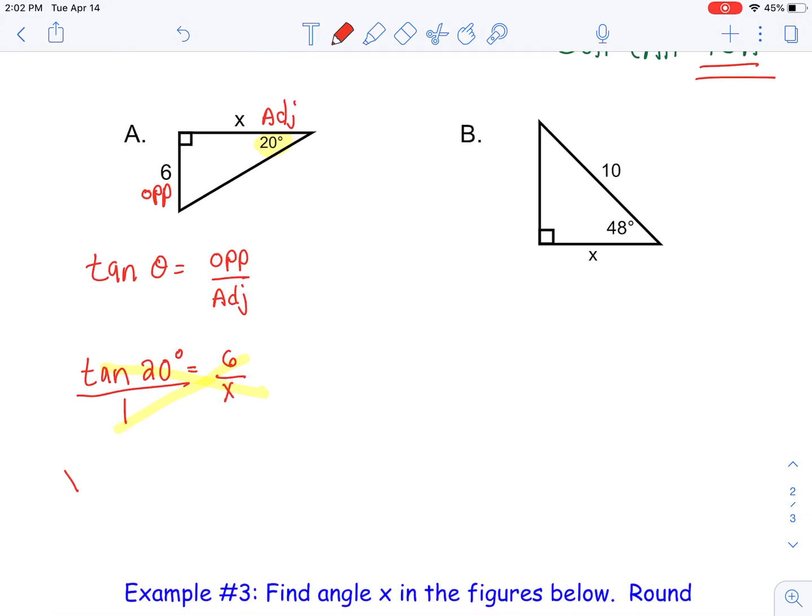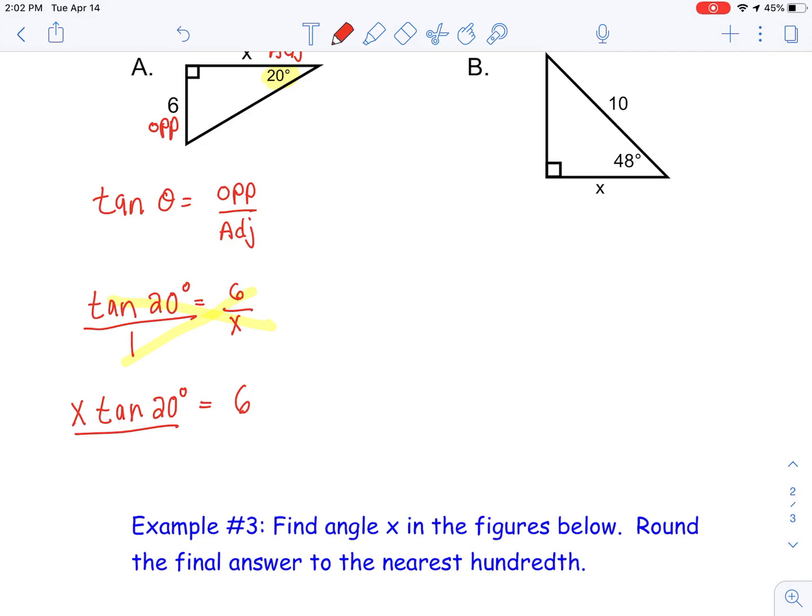So I'm going to get x tan of 20 is equal to 6. Divide both sides by tan of 20. I'm trying to get x by itself, so my goal is to get x by itself. These cancel out, and I get x is equal to 6 over tangent of 20 degrees.